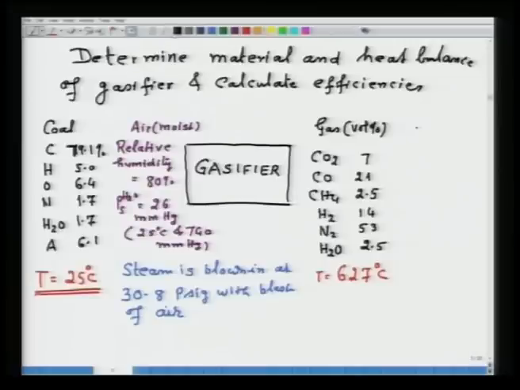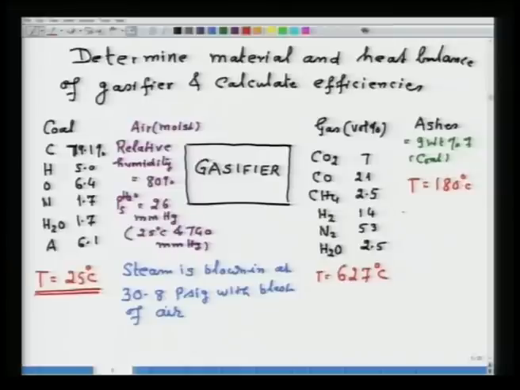Now, ashes are also forming, and their amount is 9 weight percent of coal, that is given, and it is discharged at temperature T equal to 180 degrees Celsius.